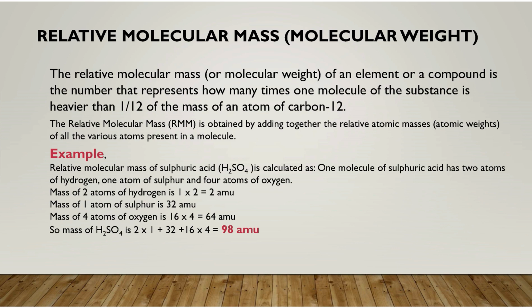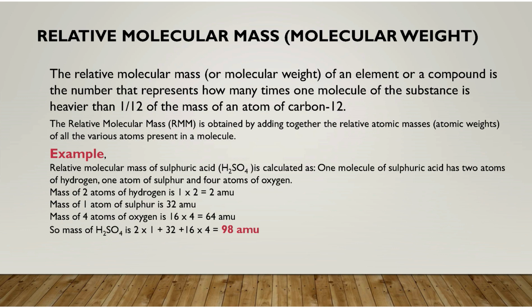By the help of this example, all of you will get it. So the example is sulfuric acid. Suppose we have to find out the relative molecular mass of sulfuric acid. So we count the relative atomic mass of each element. One molecule of sulfuric acid has 2 atoms of hydrogen, 1 atom of sulfur and 4 atoms of oxygen. So the mass of 2 hydrogen atoms: we know the atomic mass of hydrogen is 1.